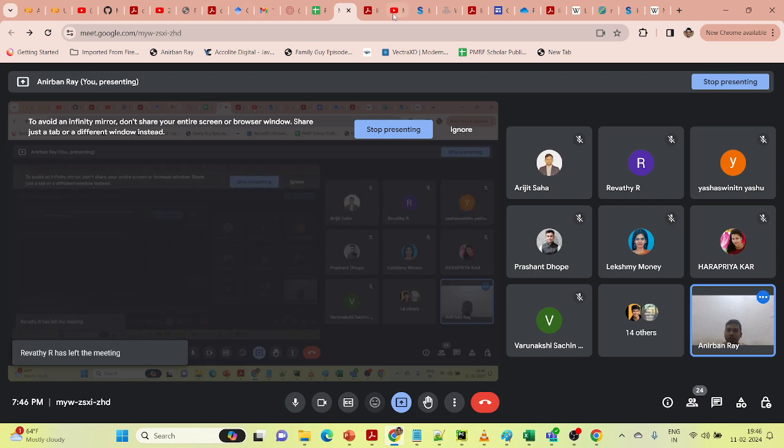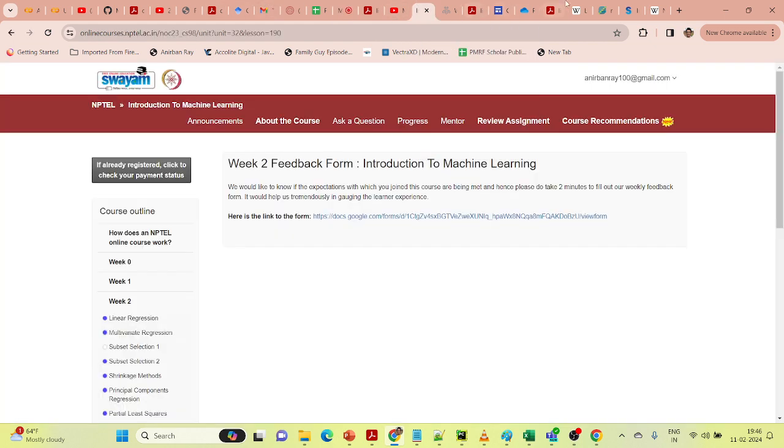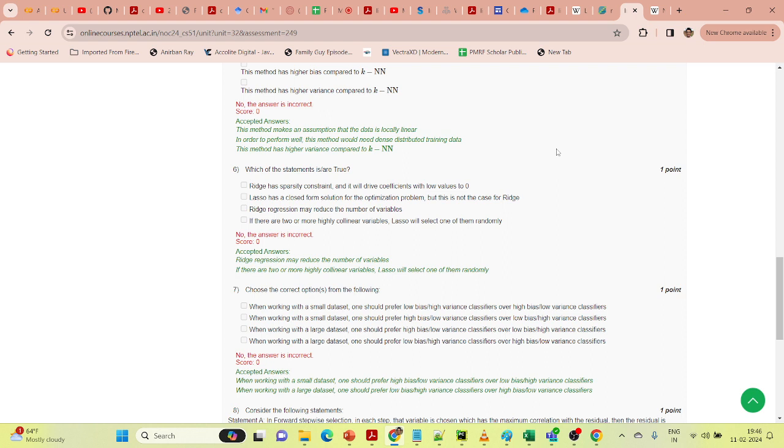Okay, so I had one problem here as well. Yes, as you can see, it says ridge has sparsity constant, it will drive coefficients with low values to 0. That is wrong. Okay, it cannot get it to 0. For sparse regression, you need lasso regression. Okay, L1.